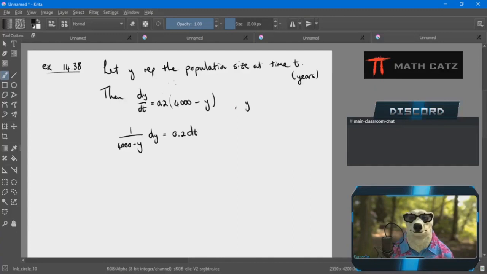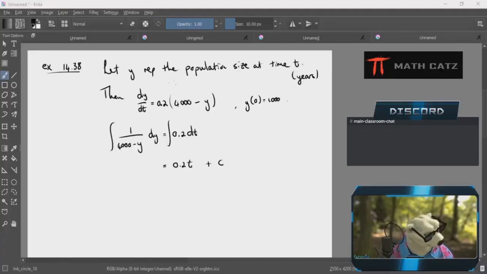Oh, I had my initial population, right? I had 1,000 mountain goats to start. That comes in later, of course. Integrate both sides. Now the right side here is going to be super easy. And I'll group the constants for the integration constant together now before I forget. The left side. What is the left side now? Well, that is a function of a function, to be fair.